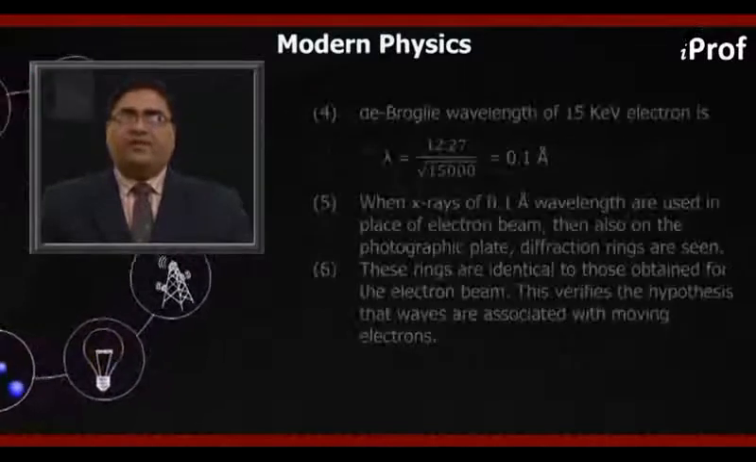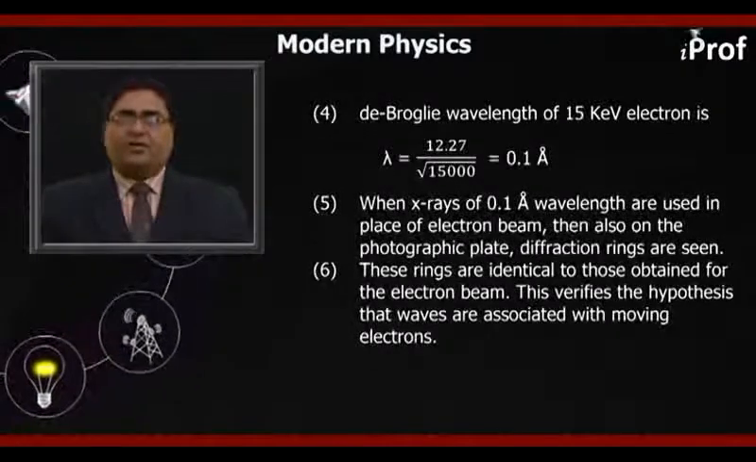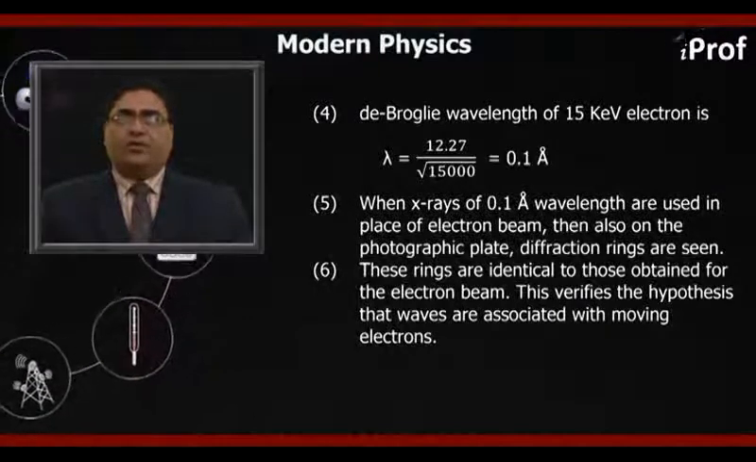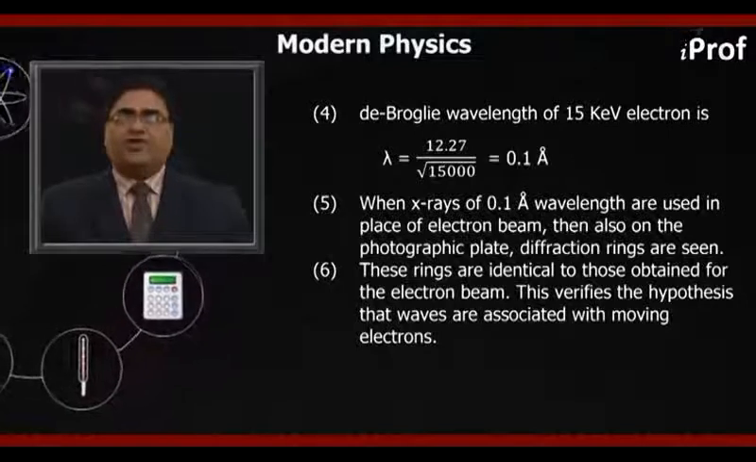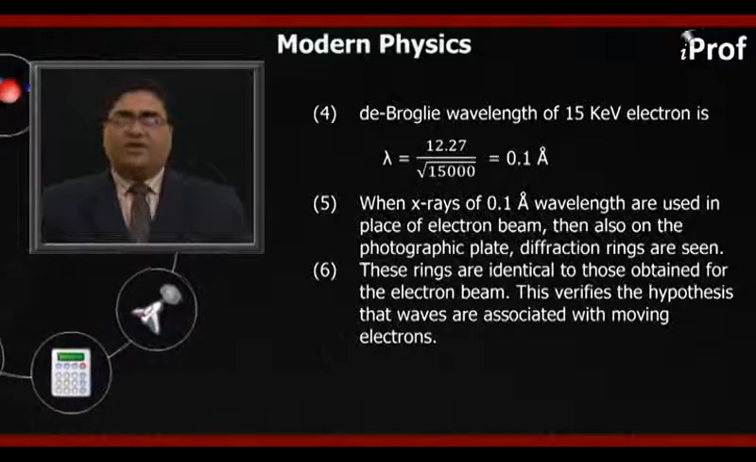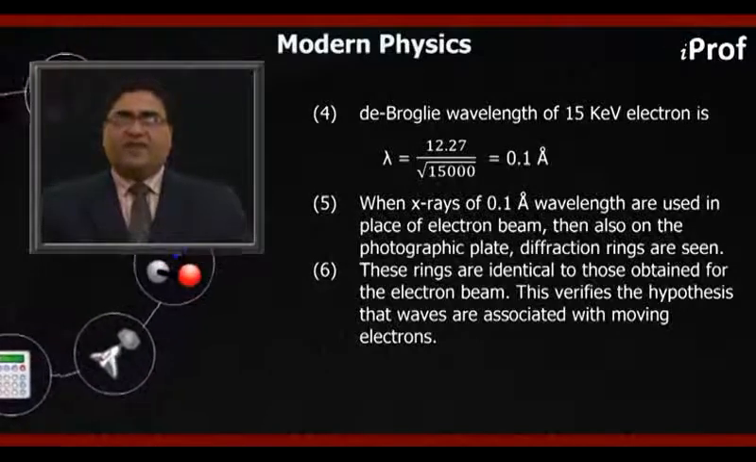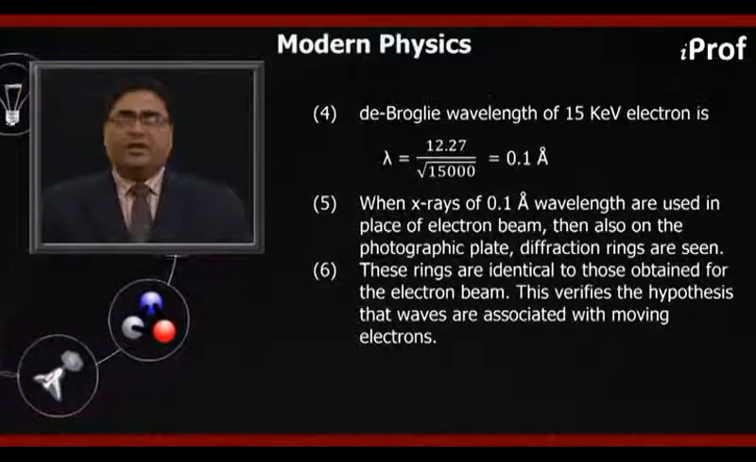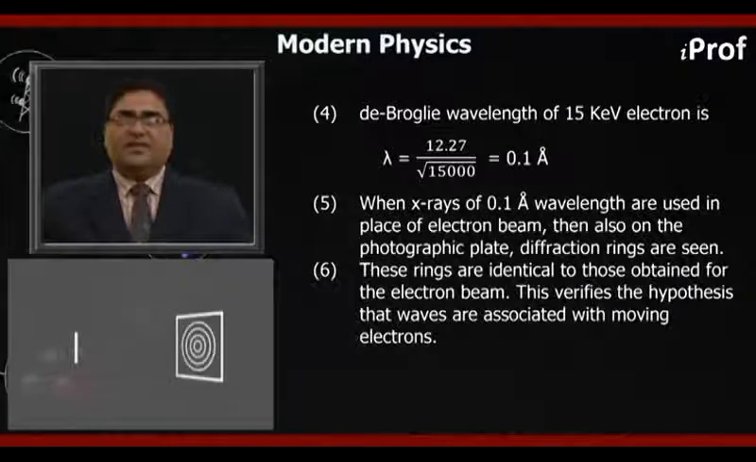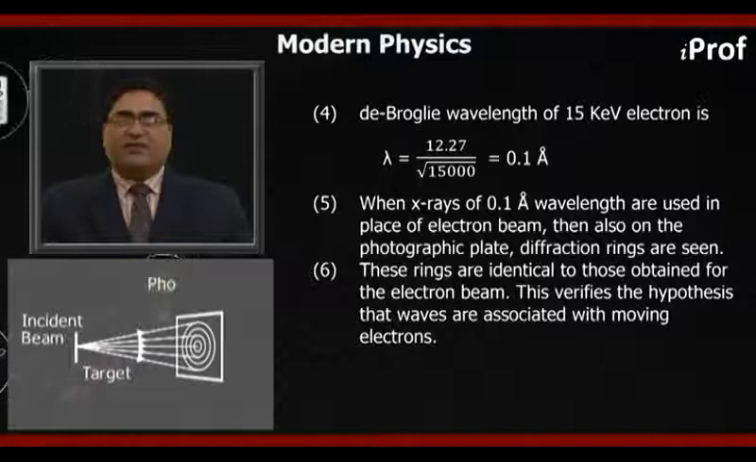Fourth, the de Broglie wavelength of a 15 kilo electron volt electron is lambda equal to 12.27 upon root 15,000 equal to 0.1 angstrom. Fifth, when X-rays of 0.1 angstrom wavelength are used in place of the electron beam, then also on the photographic plate diffraction rings are seen. Sixth, these rings are identical to those obtained for the electron beam. This verifies the hypothesis that waves are associated with moving electrons.